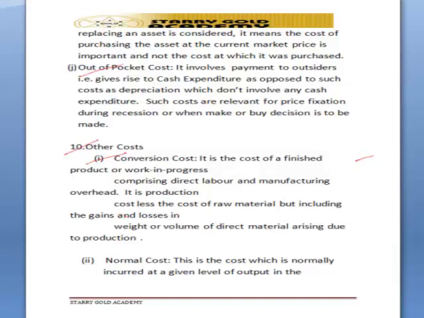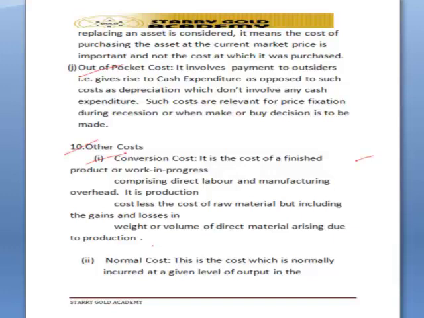Another way to say it is that it is production cost less the cost of raw material, but including the gains and losses in weight or volume of direct material arising due to production. So that is another way we can get your conversion cost: production cost minus the cost of your raw material is your conversion cost.